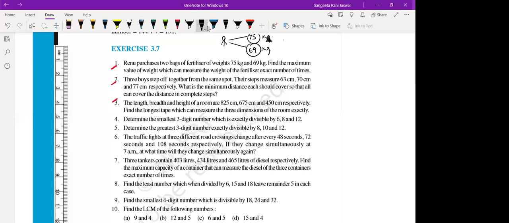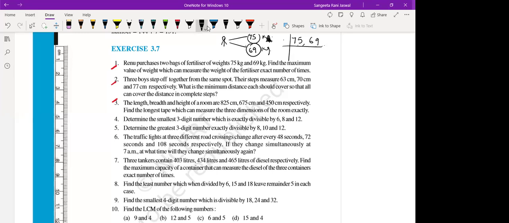Now some measuring tool that you have to measure these two bags with, and that should not leave any remainder. No fertilizer should be left. So that number will be the HCF of 65, 75 and 69. So please find the HCF of these.